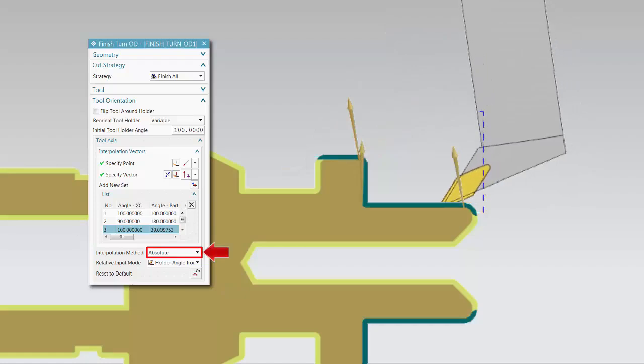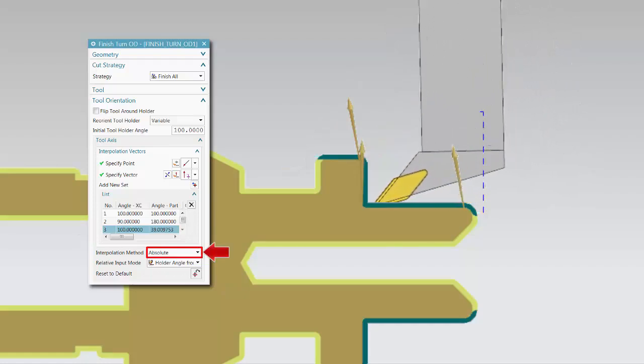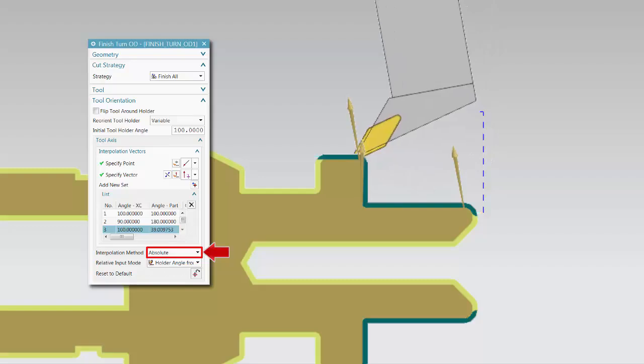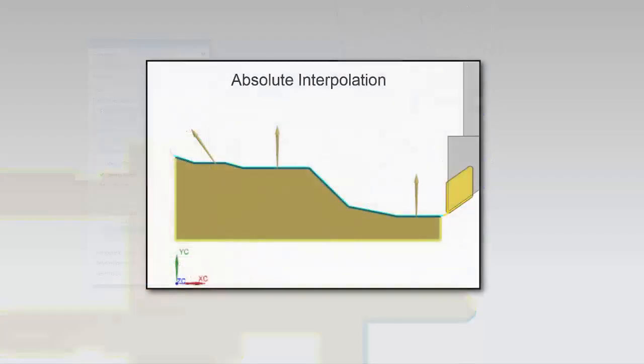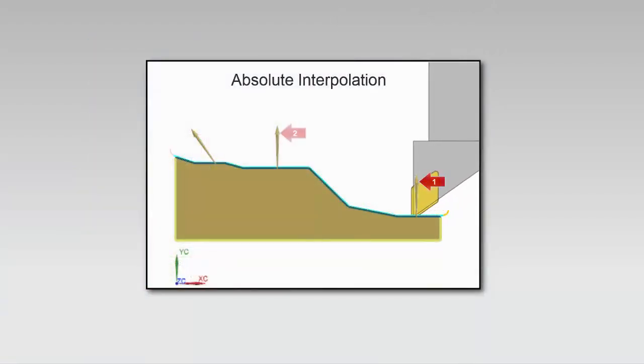Absolute changes the tool orientation in relation to the XZ axis as the tool moves from one vector to the next. In this example, vectors 1 and 2 have the same orientation, so there is no B-axis rotational change as the tool moves toward vector 2. Vector 3 has a different orientation, so there is a gradual B-axis rotational change as the tool moves toward vector 3. There are no additional vectors, so there is no B-axis rotational change as the tool moves beyond vector 3.